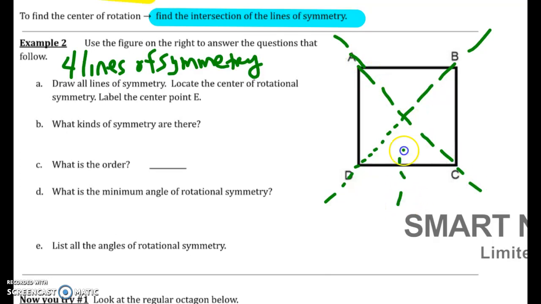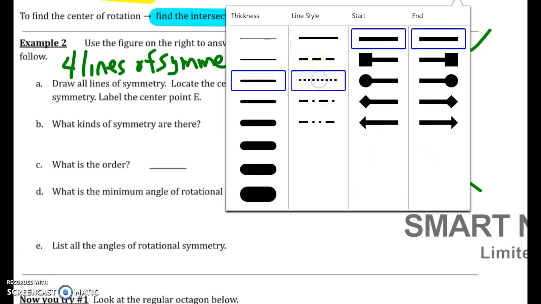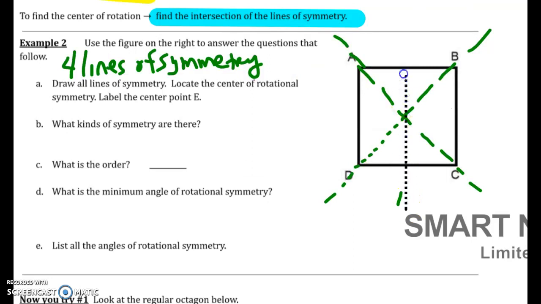We have a vertical line. There's a line of symmetry. There's another line of symmetry. So where all of those lines intersect, that is our center of rotation, which they said to label E.